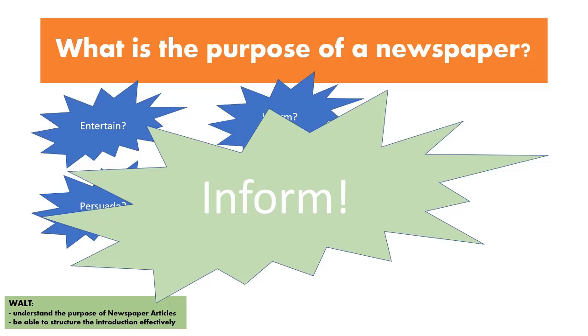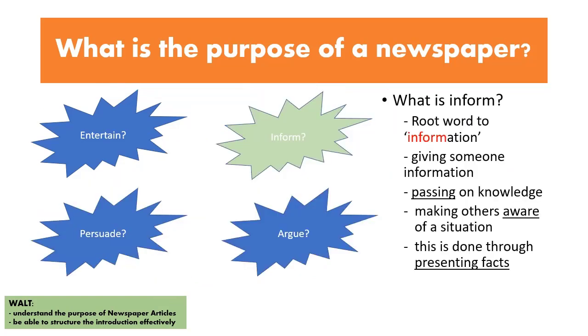It's inform. So what is inform? When we say the purpose of the newspaper is to inform, what does that mean? Okay, so inform, you could see from the word, the root word inform comes from information. Okay, so inform, information. And information is something that you give to someone. You're passing on knowledge and you're making others aware of a situation. And usually this is done through presenting facts. So can you see how this purpose is so clearly evident in newspapers? Because newspapers pass on knowledge. They make others aware of a situation, and generally they do this by presenting facts.